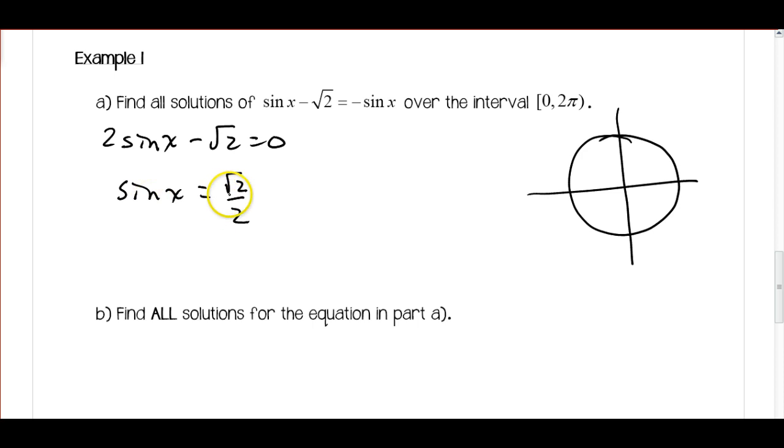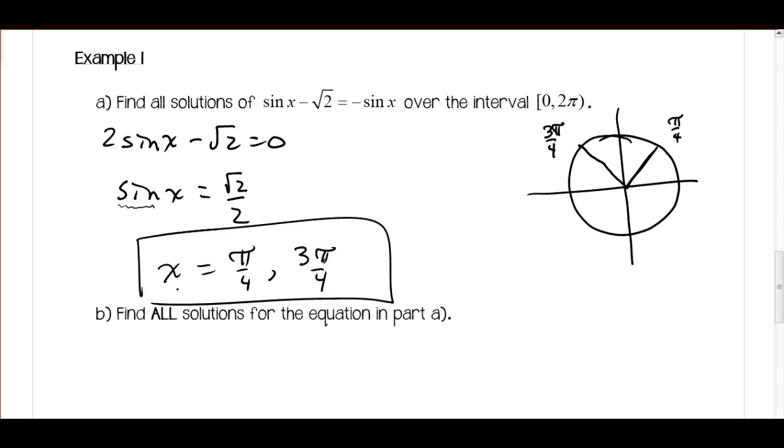So the sine is positive in the first and second quadrant, so I want the angles where the y coordinate is root 2 over 2 in the first quadrant, so that's pi over 4, and the second quadrant, which is 3 pi over 4. Okay, again, these are the angles that have a y coordinate, because it's sine, of root 2 over 2 and positive. Alright, so all solutions over this interval, we get x is equal to pi over 4 and 3 pi over 4.